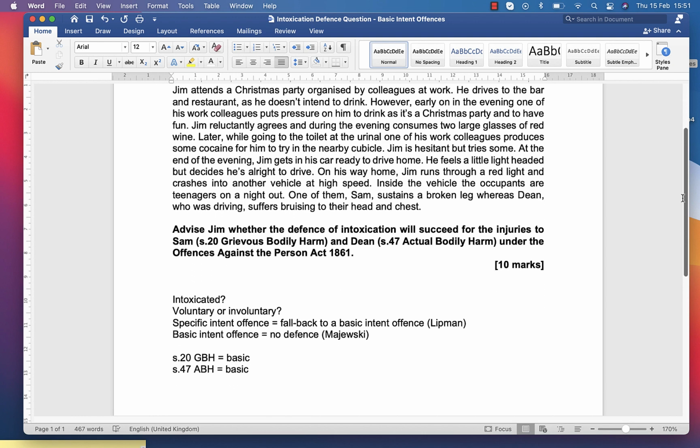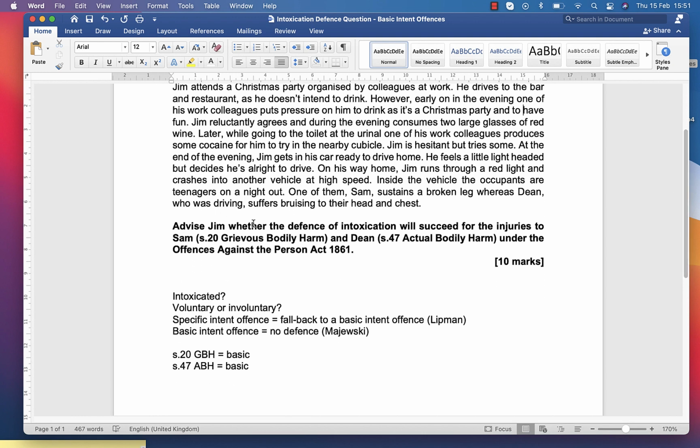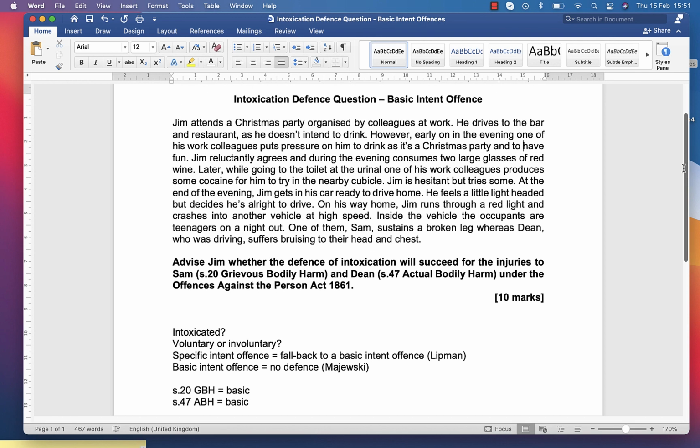So the question I've put here is, advise Jim whether the defence of intoxication will succeed for the injuries to Sam. Now, as this is a 10-mark question, I'm actually explicitly saying what the criminal offences are. So here, Section 20 GBH, and for Dean, the driver, Section 47 ABH, under the Offences Against the Person Act 1861.